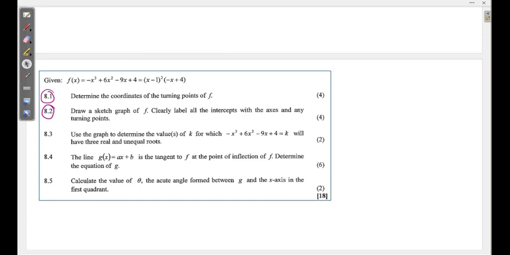So the first one here gives us the equation, which is negative x cubed plus 6x squared minus 9x plus 4, and then they give us the factorized version of it, right?